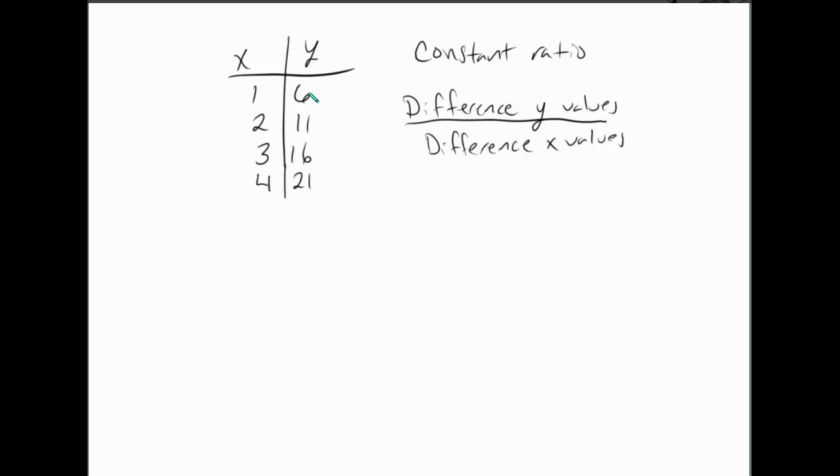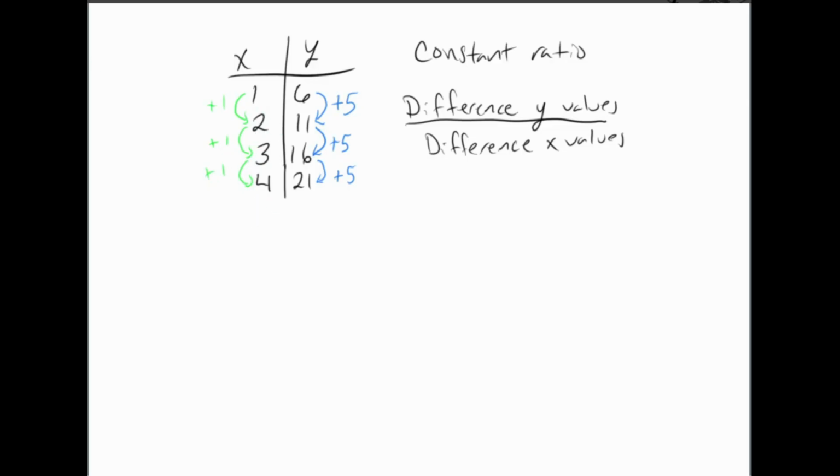So we're going to take a look at the difference between our y values first. We're looking at from 6 to 11, this interval, what is the overall change here? From 6 to 11, this is an increase of 5. From 11 to 16, this is also an increase of 5. From 16 to 21, again, that is also an increase of 5. Now, I'm going to also look for my difference of x values. I'm going to start off with my first interval between 1 and 2. The change from 1 to 2 is plus 1. The change from 2 to 3 is plus 1. And the change from 3 to 4 is also plus 1.